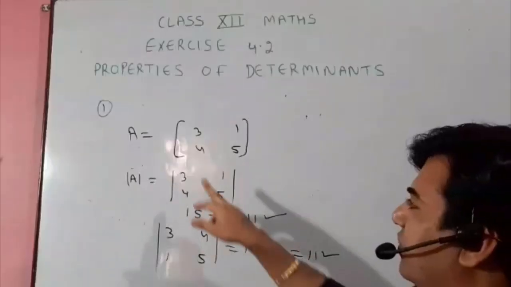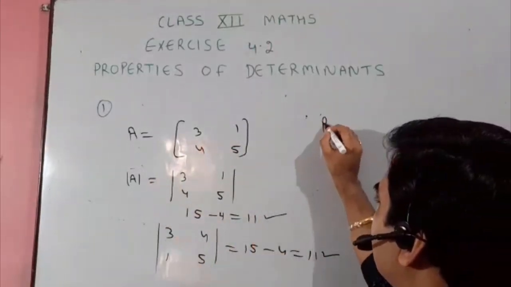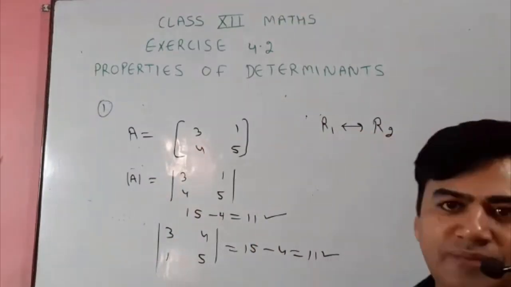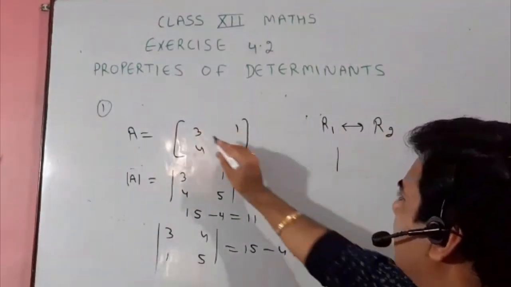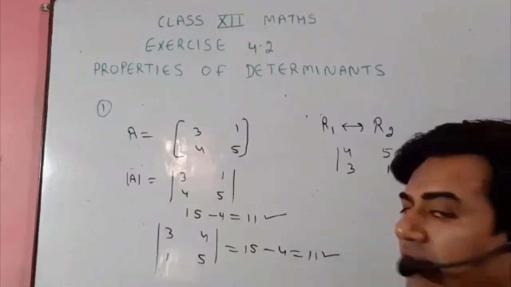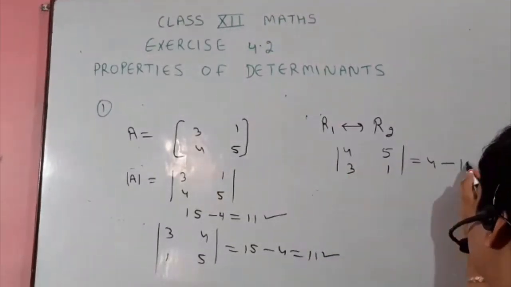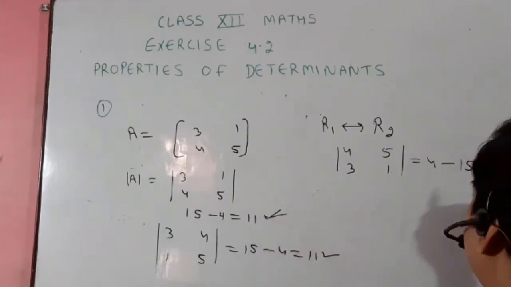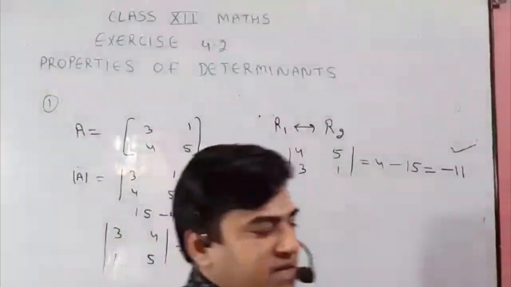Means if we know A is a matrix whose determinant is equal to 11, let us convert R1 into R2 and R2 into R1. Interchange R1 and R2. So this will become 4, 5 and 3, 1. I am finding its determinant. So 4 1s are 4 minus 3 5s are 15. It is minus 11. Compare this 11 and minus 11. You can see the sign of the determinant is changed.